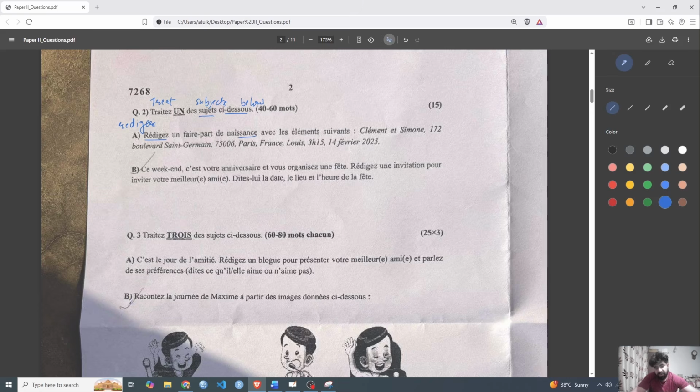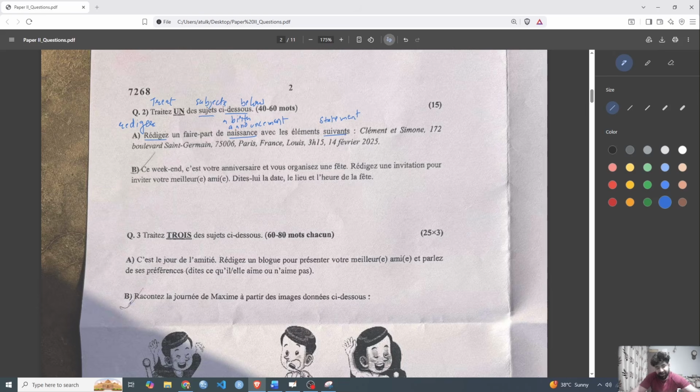La naissance, so basically this refers to a birth announcement. So basically we have to write for that. You must have read in the newspapers some birth announcements, these kinds of things keep on coming. So we have to write something similar to that. We have to write a birth announcement with the following elements. Okay, so basically we have been given some following statements or elements, I can say.